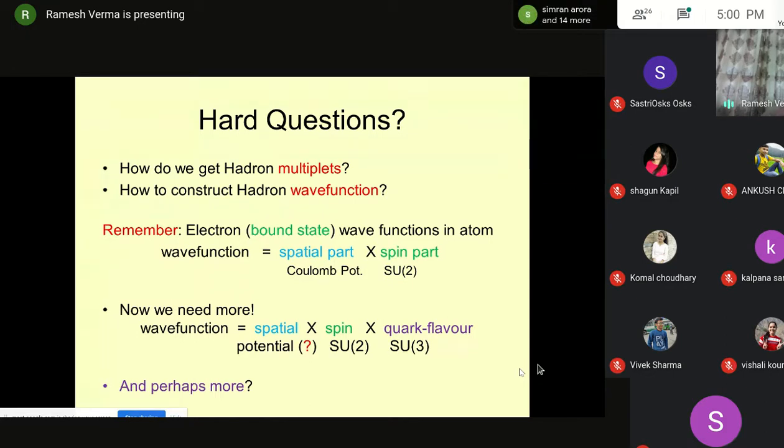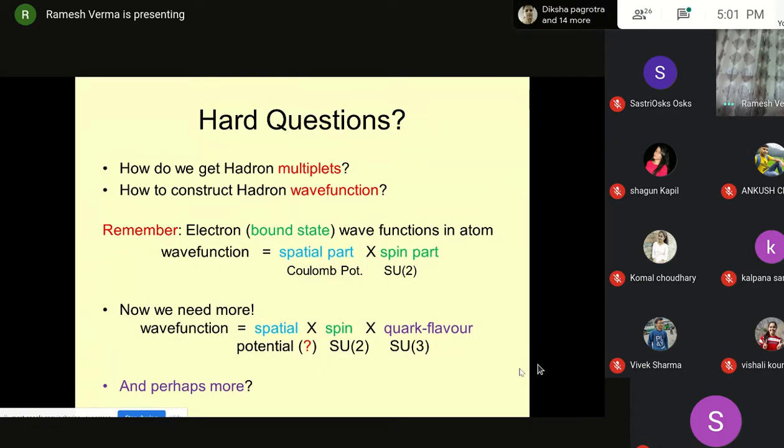Is it sufficient? Certainly not, because the moment we go from hydrogen to helium atom, we have to worry about the identical character of particles. We have to worry about the spin degree of freedom, which incidentally is missing in the Schrodinger equation directly. But what do we do? We introduce the spin by hand.